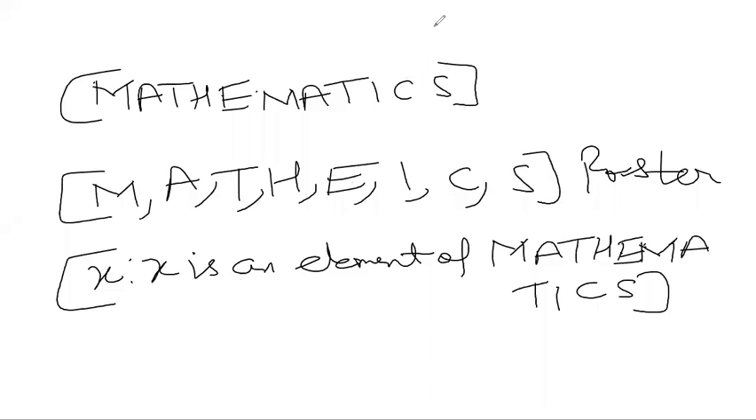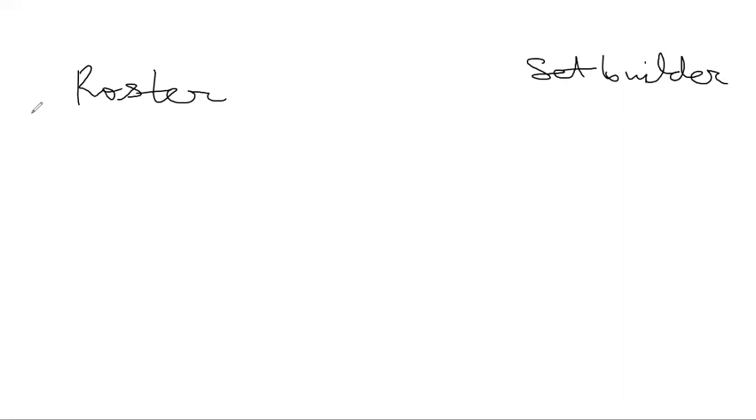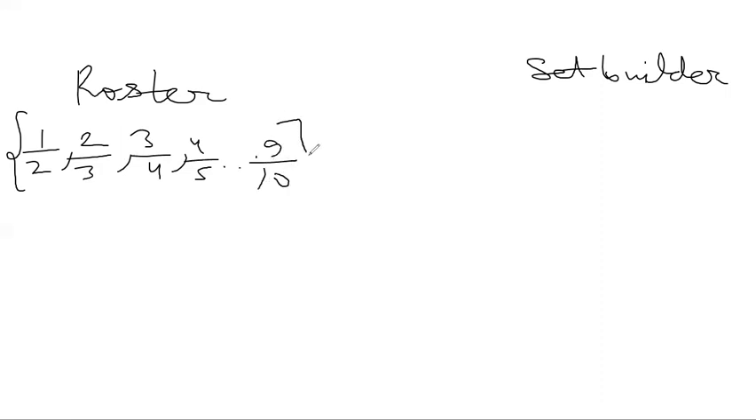Now I will be increasing the level a little bit. Here I will write the roster form just to make you understand. Here it is the set builder form. Now if you are given a set, say 1/2, then 2/3, 3/4, 4/5, and so on till 9/10, you have to write it in set builder form.